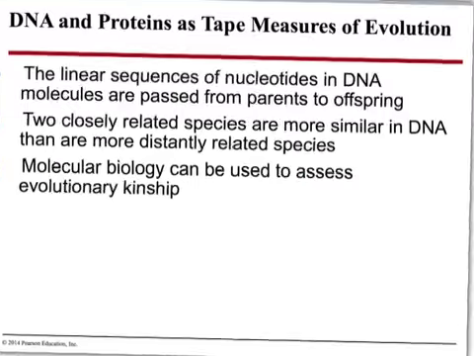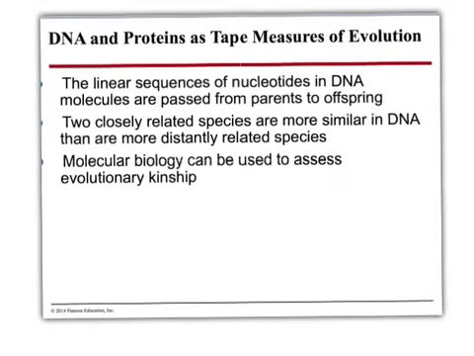Now, what does this mean for evolution? DNA and proteins as evidence for evolution. How do we compare? Why do we compare? How do we use DNA and proteins as evidence to show that evolution is occurring or has occurred, or how related one organism is to another? Okay?